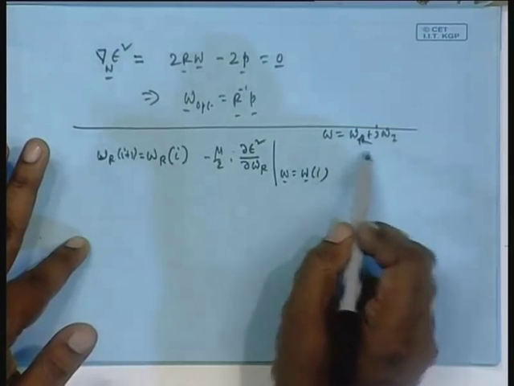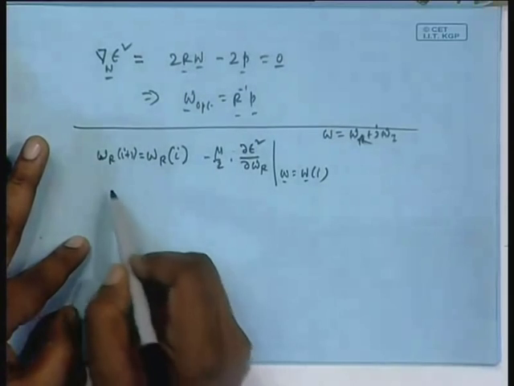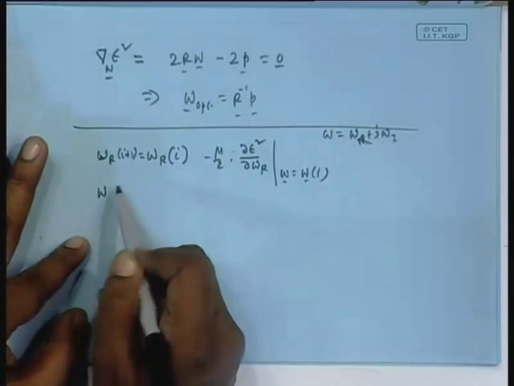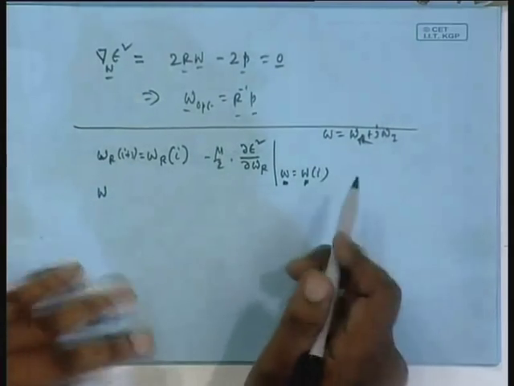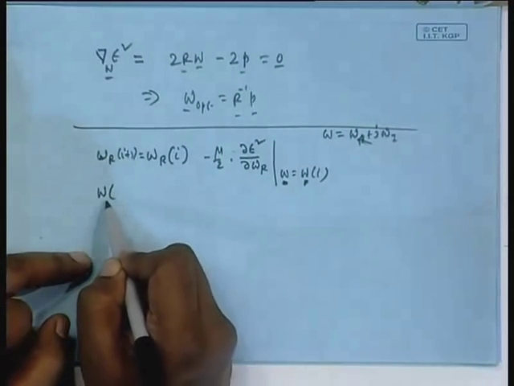Because when it is W I, obviously it will be W R I. And similarly, there is no vector here, I am taking only a single case, no point in this. W I.